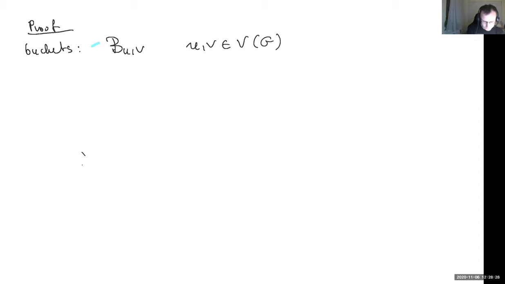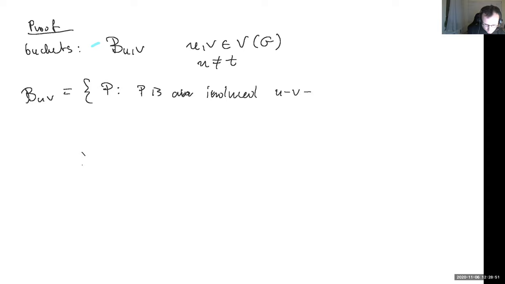Okay, doesn't matter. Good. So let me go to the proof. I will create some kind of buckets. I will create some containers that I will call buckets. So I have a bucket which is associated with every pair of different vertices of my graph. And what do I put into a bucket? B_uv is a collection of all paths P that are induced u-v paths. So to my bucket, that is indexed by a pair of vertices, I put all induced paths that join those two vertices.